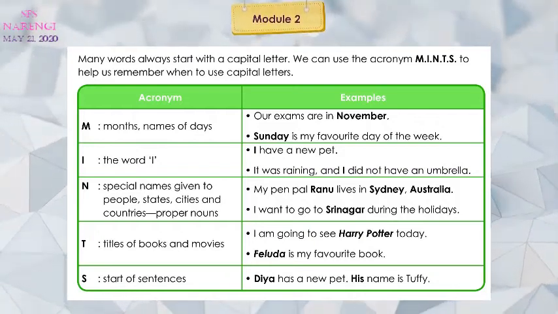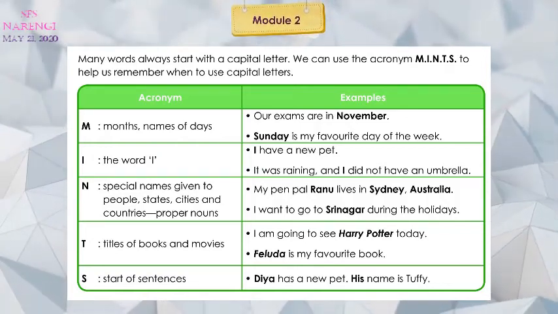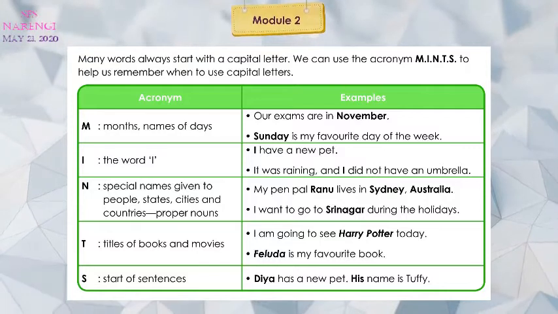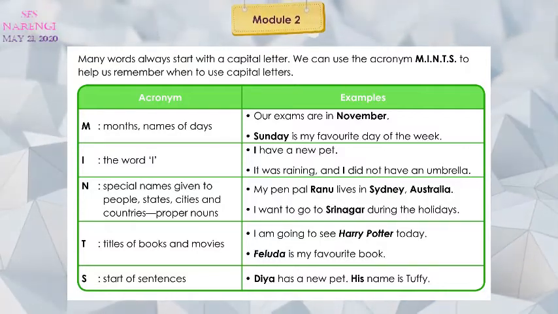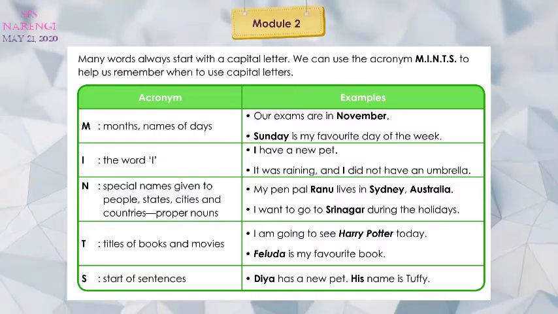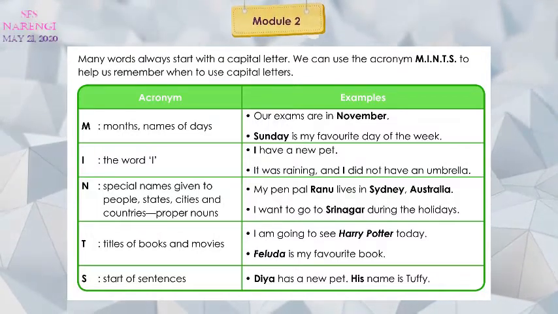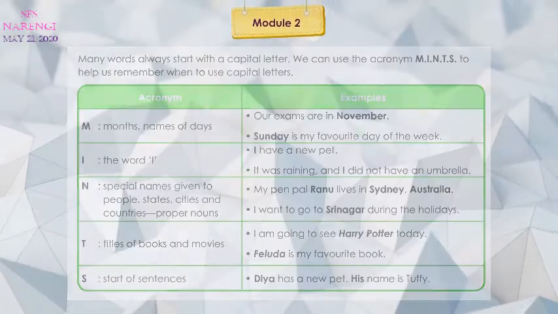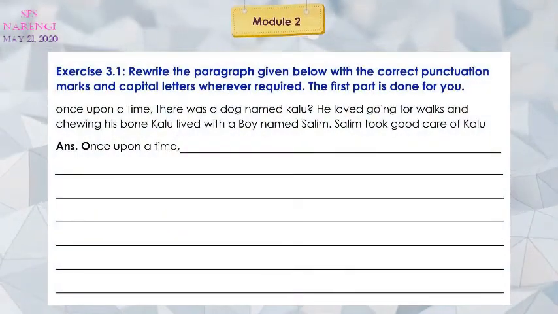Same with His. His is a pronoun, as we have started here. In the beginning of a sentence, we have started with capital. Hope you all understood and also learned where to use capital letters. Hope, my dear students, it's clear for you.